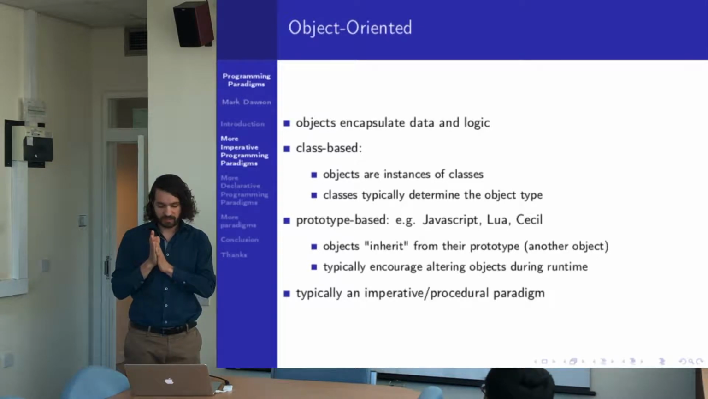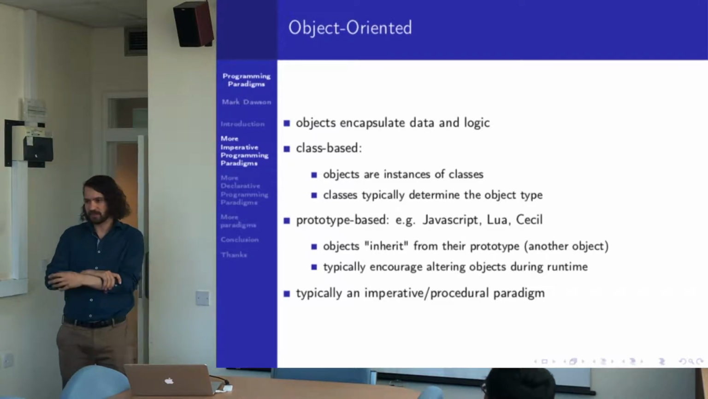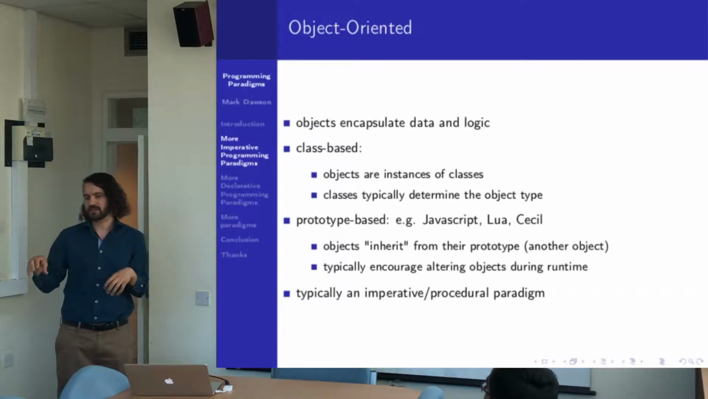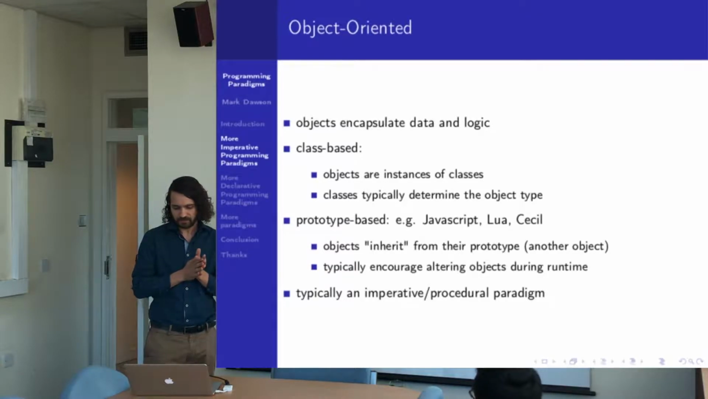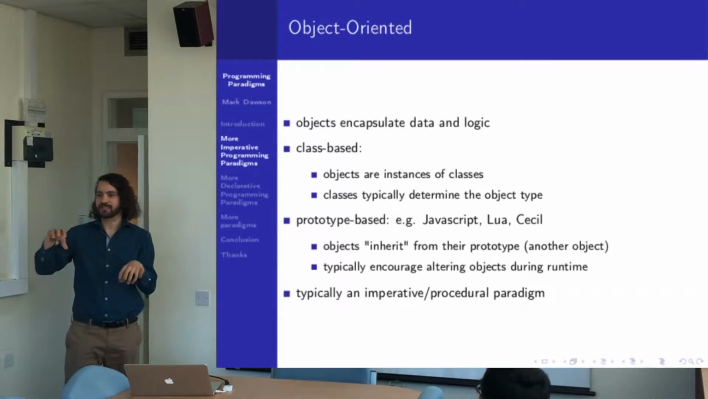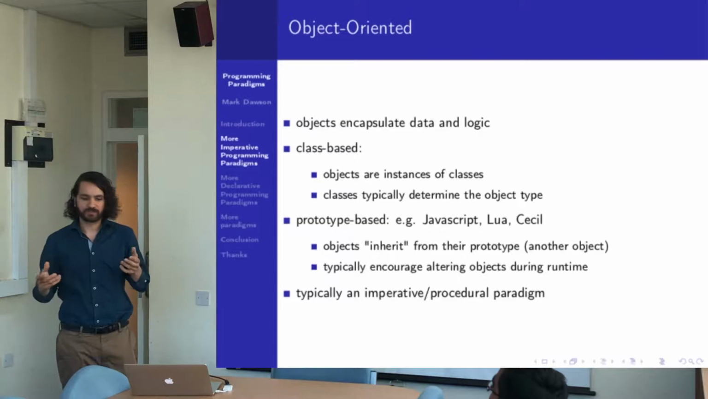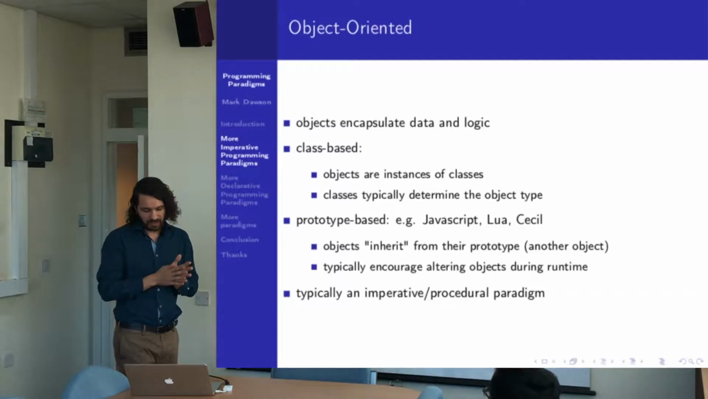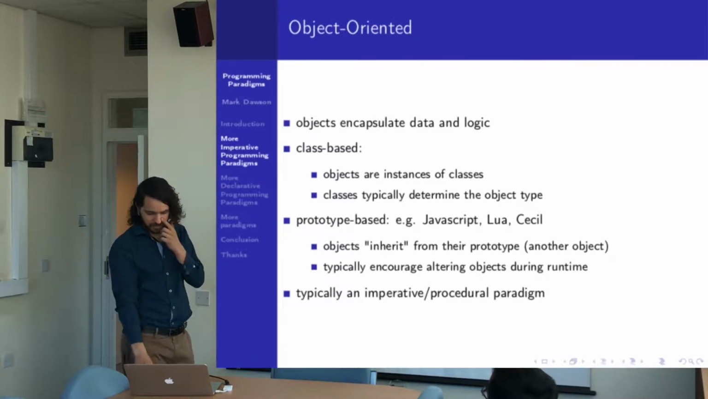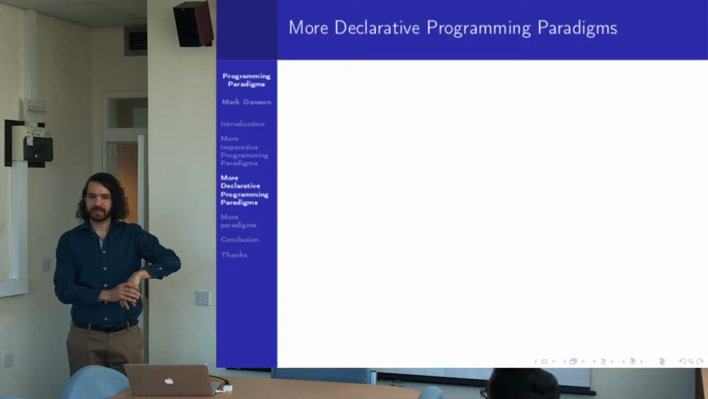Class-based is probably the most familiar. Objects are instances of classes, and classes determine the type of the object. Prototype-based is a similar idea, but we don't have classes. JavaScript can be prototype-based. An object has a related prototype, which is another object, and then you just build a tree of your objects, and each is derived from another object, broadly speaking. Typically imperative, typically borrows from procedural. Okay, so those are imperative. They're fairly easy. I've gone very quickly through imperative because it's the stuff we're familiar with.